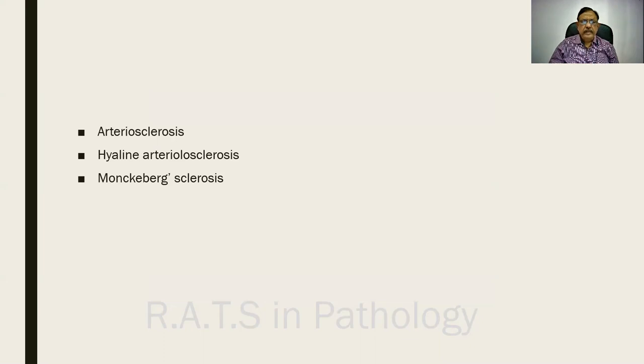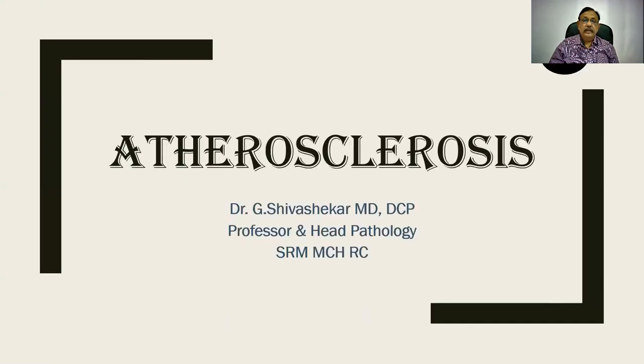There are three major diseases with a similar denominator, namely arteriosclerosis, which is the same as atherosclerosis. Apart from this, we have got hyaline arteriolosclerosis, sclerosis of the small caliber blood vessels, and Monckeberg sclerosis, which is a cystic medial calcification. Atherosclerosis is the topic for the day.